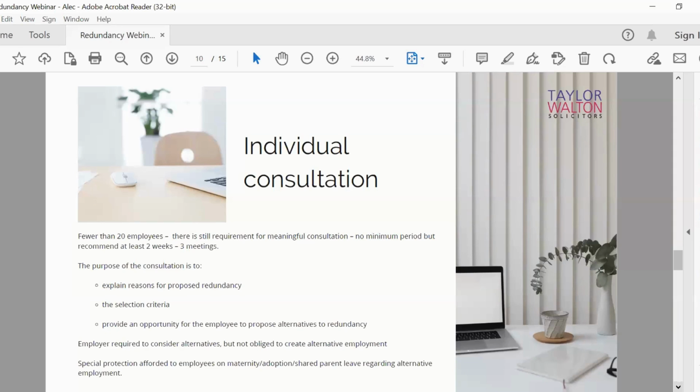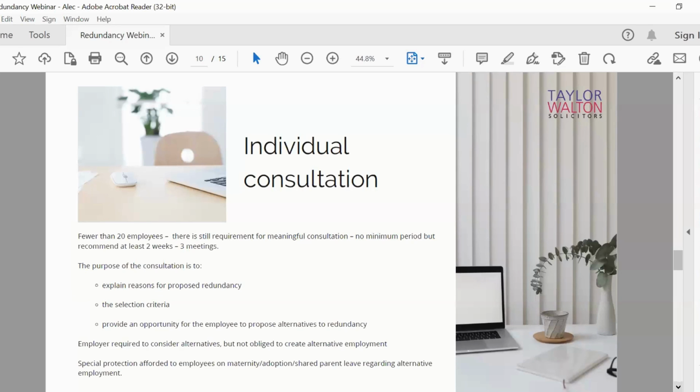So if you have a situation where there is suitable alternative employment for the employees at risk of redundancy, then the person on maternity leave or adoption or shared parental leave has priority. So in effect, there is positive discrimination for individuals in those circumstances. And I have known employers come a bit of a cropper on this for failing to recognise that.